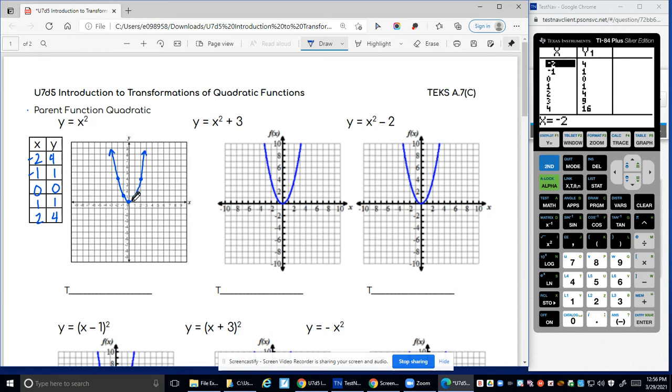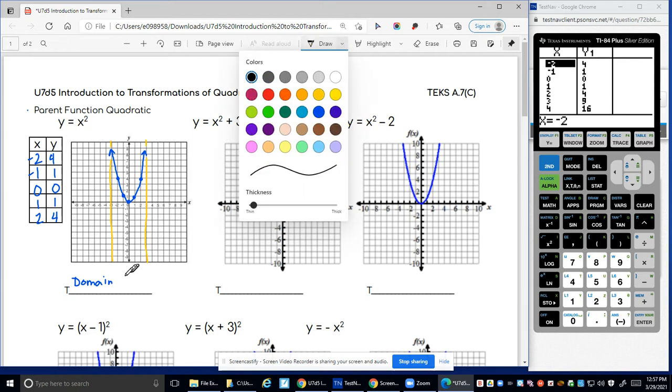Notice our domain, if we're looking at all of our x values. We're going all the way from here, where we have an arrow, all the way over here. It continues going in every direction, so our domain is all real numbers.